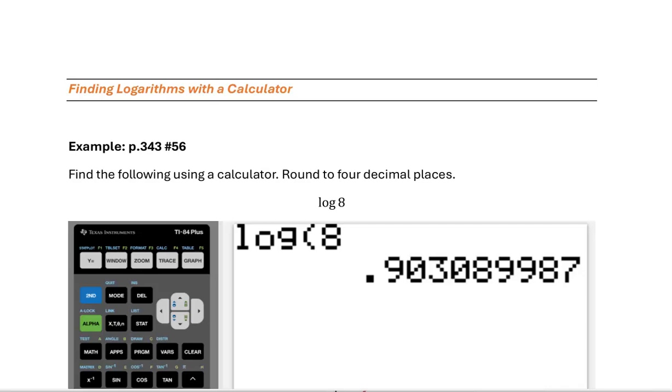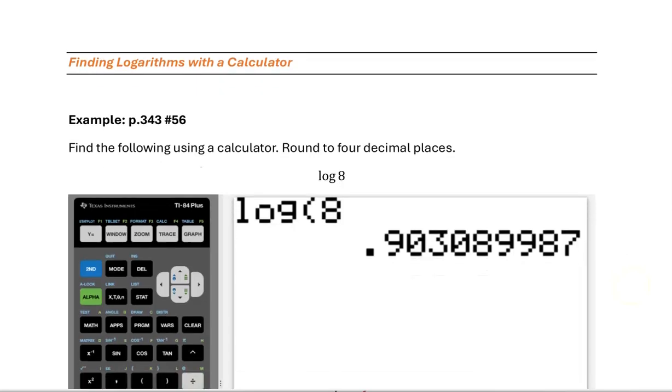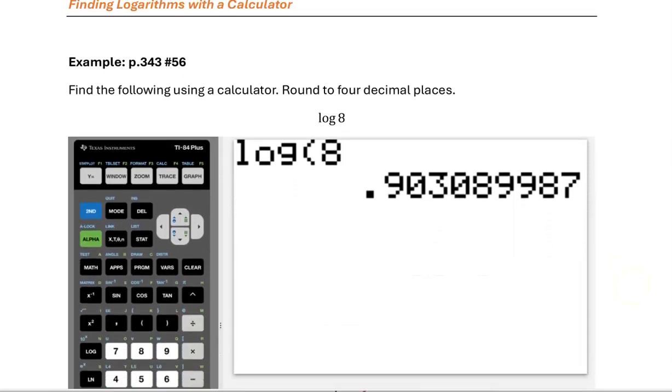So let's finish out section 5.3. And let's start with something fairly easy. We're going to be finding logarithms with a calculator. Finding the value of a logarithm with a calculator. Now, this is example 343, number 56, where it says to use a calculator. Find the following using a calculator and round to 4 decimal places.